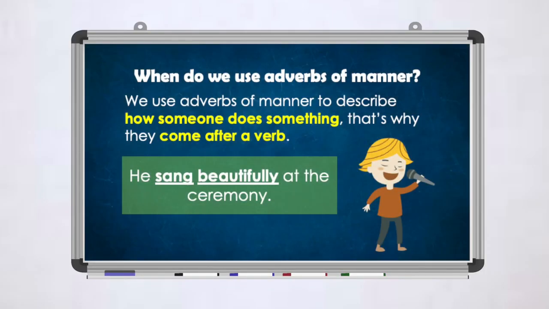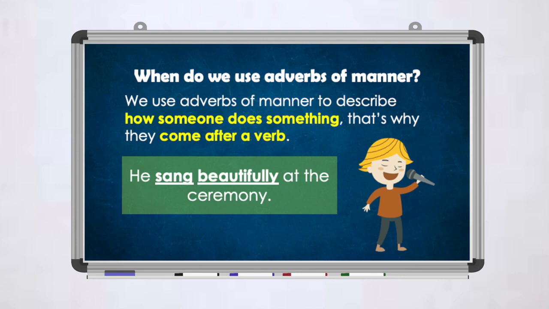He sang beautifully at the ceremony. What am I doing here? I am describing how someone does something. So I'm describing the verb. That's why adverbs come after a verb, because adverbs describe the verb, unlike the adjective, which describes nouns.